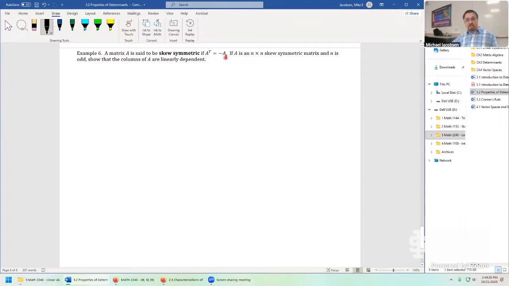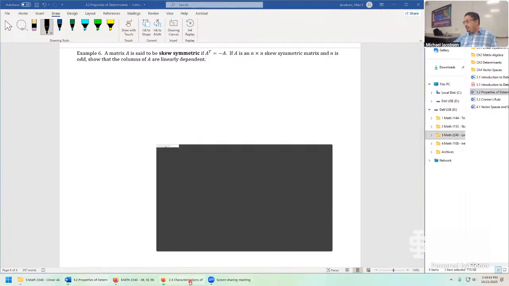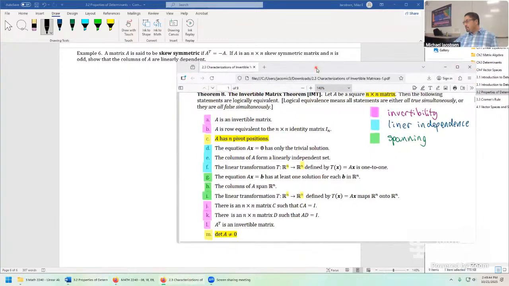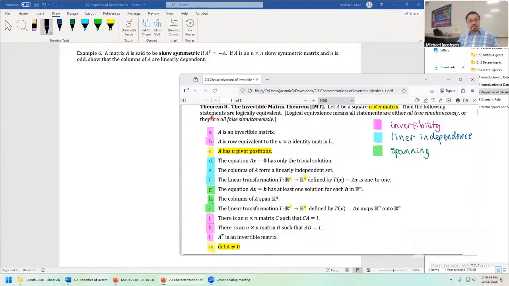So here's a bizarre property we're going to look into. If we have a square skew symmetric matrix and n is odd, show that the columns of A are linearly dependent. That's a bold statement. Skew symmetric, along with the odd size when it's n by n, automatically implies linear dependence. Makes you wonder what happens when it's even. There's something specific going on about odd. And another reason to throw this problem out is it's just another call out to the invertible matrix theorem that we'll use to get through this problem. So linear dependence, that's talking about, let's see here, part E in the invertible matrix theorem.